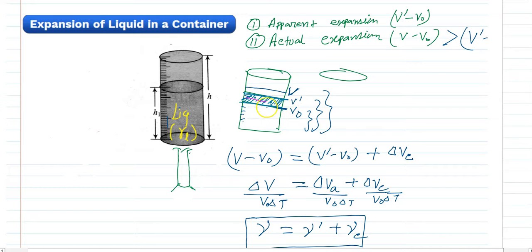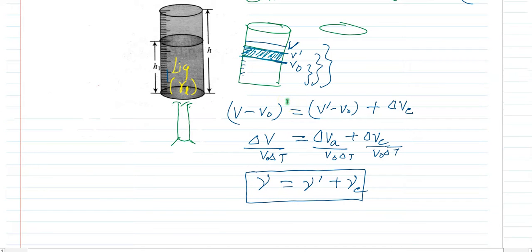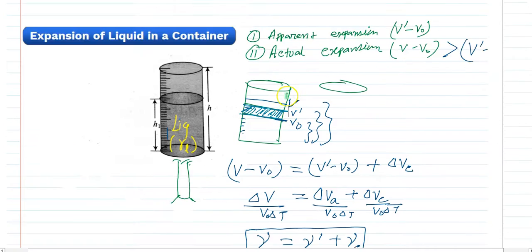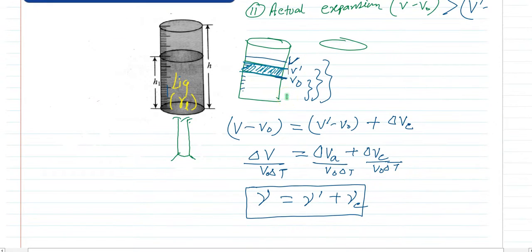So there are two types of coefficient of volume expansion. One is called the coefficient of apparent expansion, and the other is the coefficient of actual expansion. The actual expansion will be V minus V naught, where V naught is the initial volume. The apparent expansion is V dash minus V naught, plus the expansion of the container.